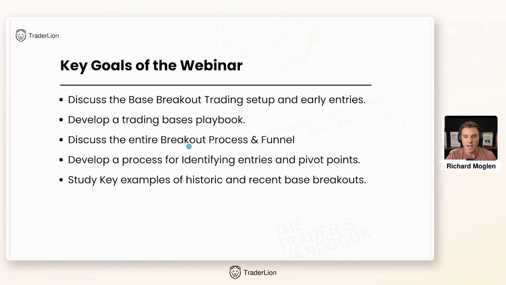So I'll discuss my entire breakout process, the key steps for that. And then we'll also just develop a process for identifying entries and pivot points. Like I said, a lot of people seem to have questions and want help with how you draw the pivots. How do you draw those lines that actually identify the proper buy point? So we'll talk about my process for that.